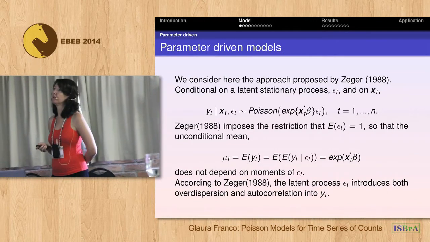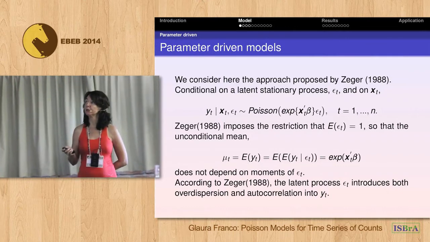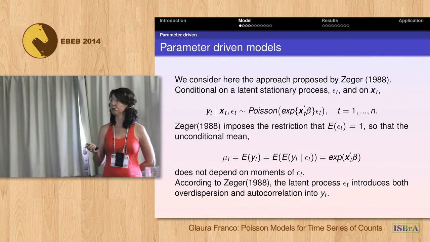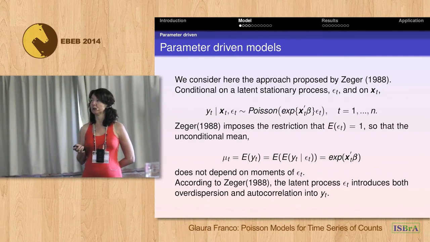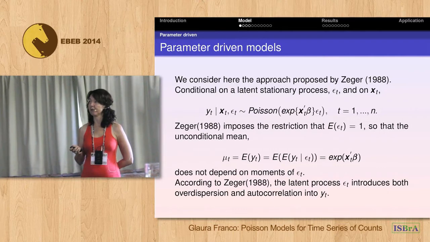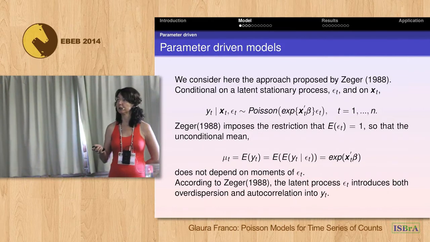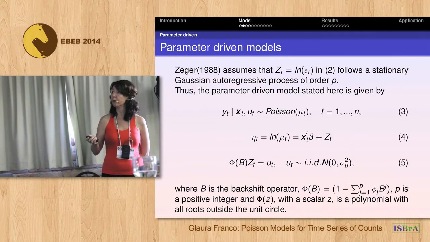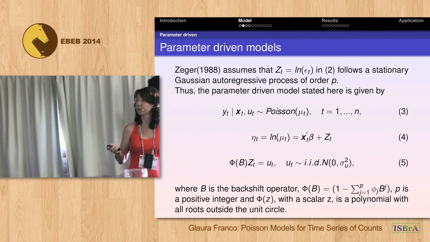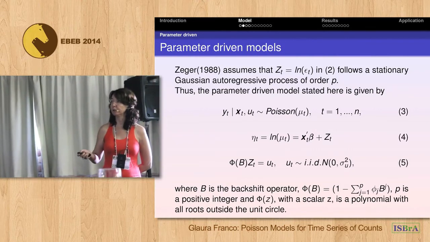Okay, so in the parameter-driven models, I am going to use the proposal from Zeger. So this conditional distribution here, this is the latent process which introduces over-dispersion and autocorrelation into the series. So if we write this in this way and use the log link function for the Poisson, we have this model here.